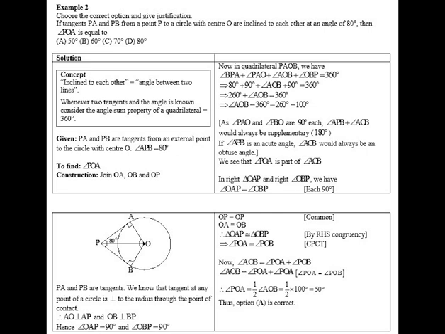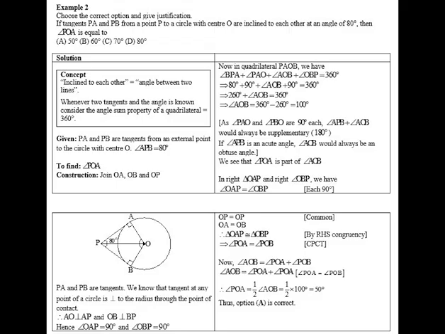In right triangle OAP and right triangle OBP, we have angle OAP is equal to angle OBP, which is equal to 90 degree. OP is common. OA is equal to OB, radii of the same circle. Therefore, triangle OAP is congruent to triangle OBP by RHS congruency, which implies angle POA is equal to angle POB. Corresponding parts of congruent triangles are equal.